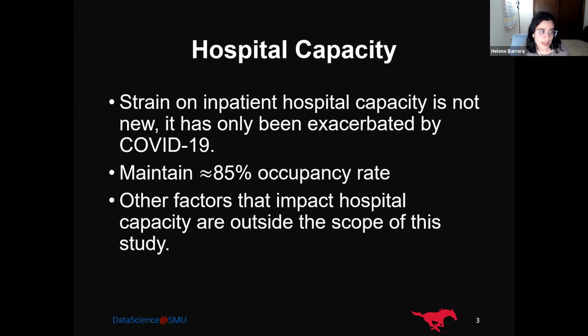Strain on inpatient hospital capacity is not new. It's only been exacerbated by COVID-19. Hospitals typically aim to maintain around an 85% occupancy rate in their inpatient and ICU wards. This is so they have enough beds for emergencies without healthcare costs shooting up due to empty beds. However, other factors that they use to maintain their baseline occupancy are outside of the scope of this study.